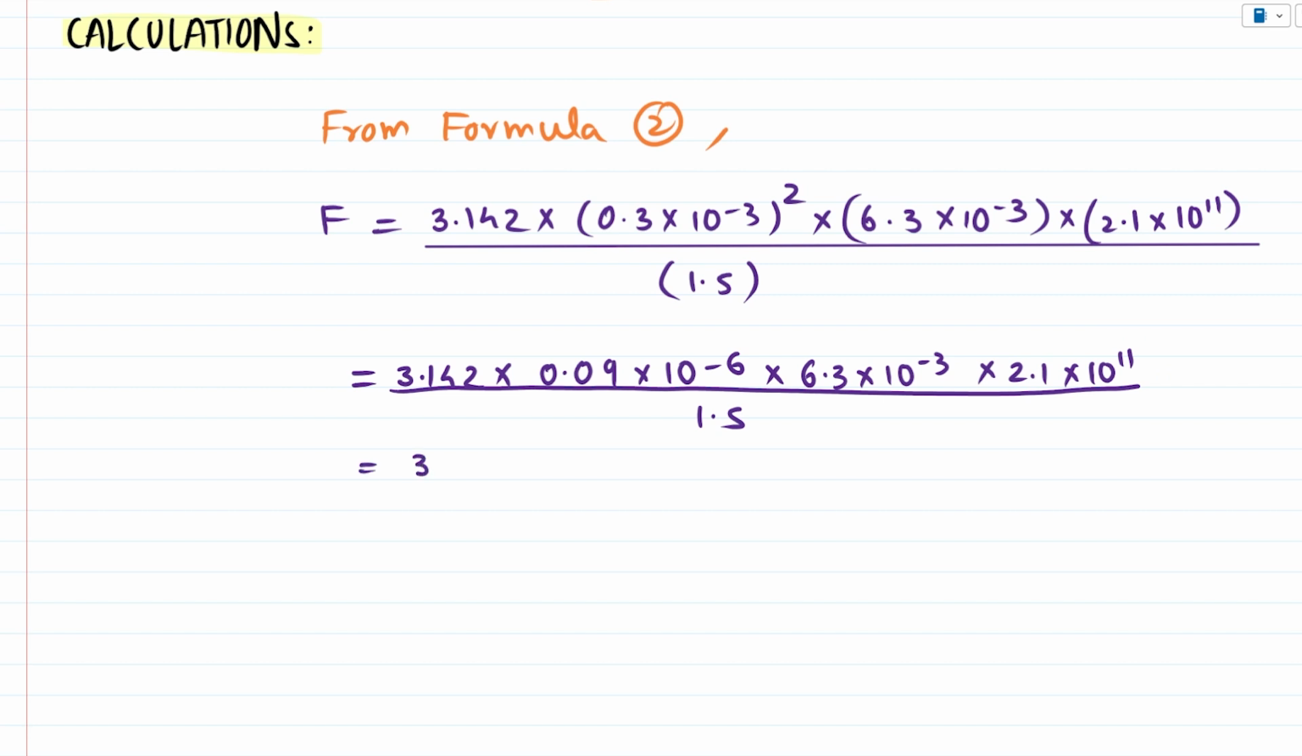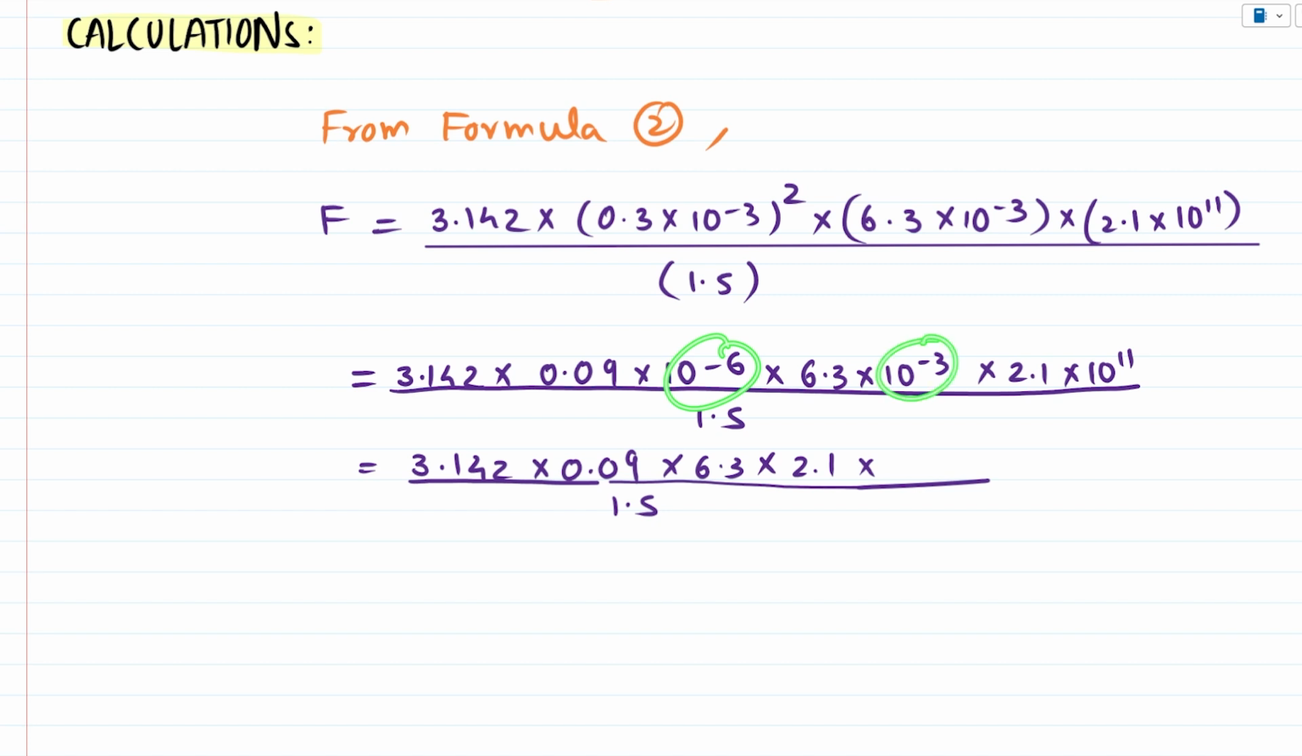So we get 3.142 into 0.09 into 6.3. Make sure you do not lose any of this term. You have to be very, very careful. Jot down all the terms, otherwise you'll simply lose marks for silly mistakes. So as we said, 10 raised to minus 6 into 10 raised to minus 3 gives us 10 raised to minus 9, and 10 raised to minus 9 into 10 raised to 11 gives us 10 raised to 2.